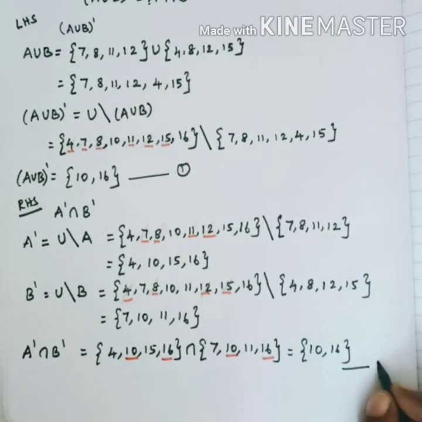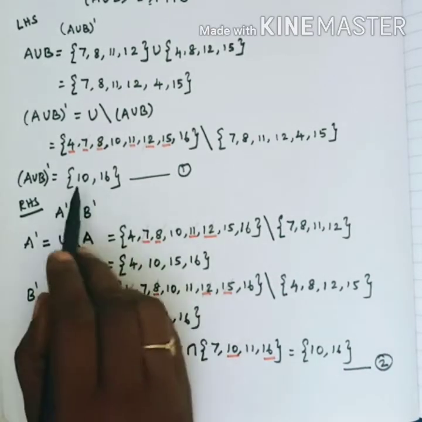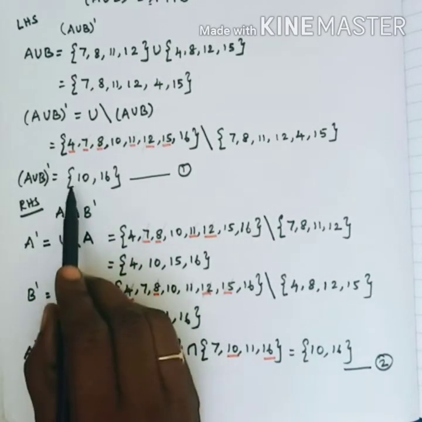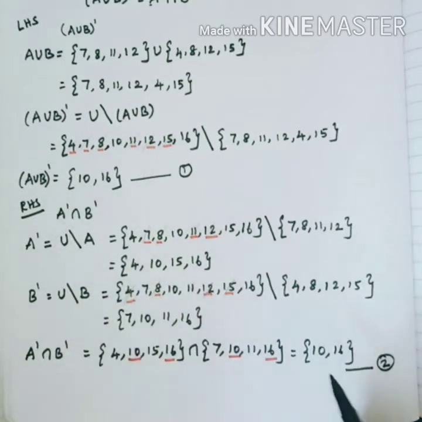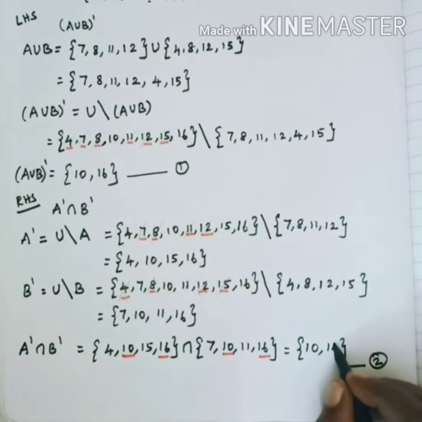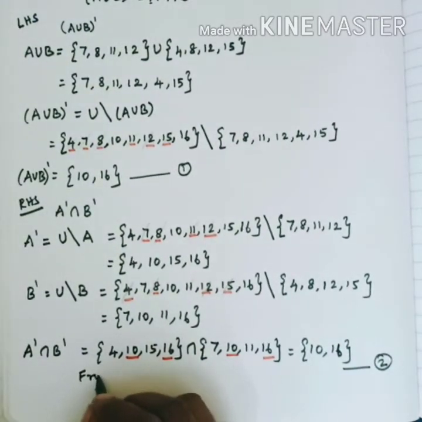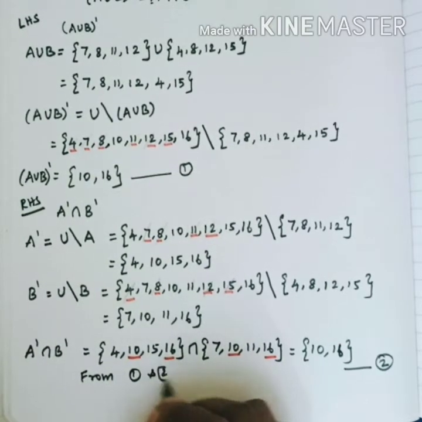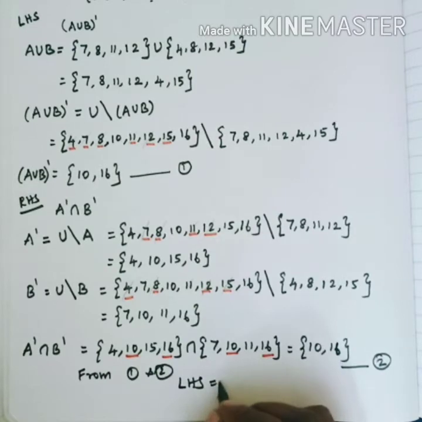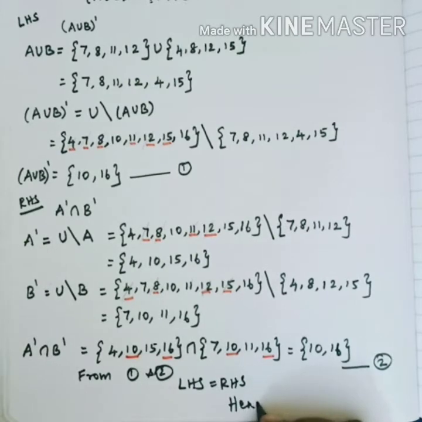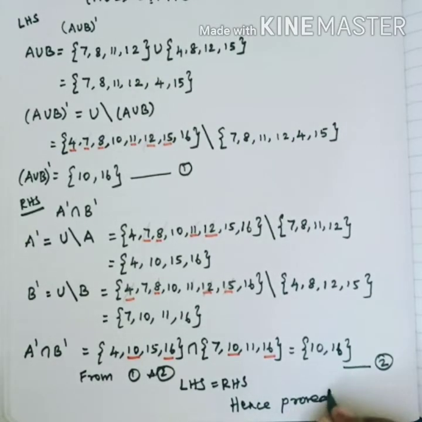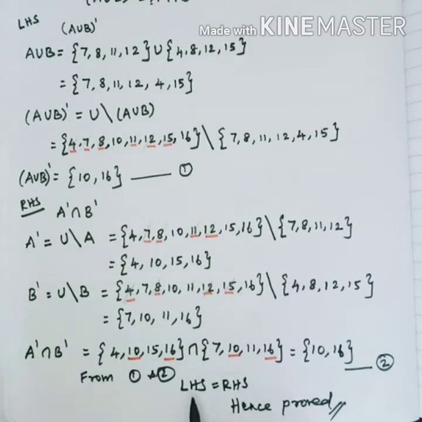So this is equation number 2. Clearly from equations 1 and 2, we have the set 10, 16 in equation number 1, and the set 10, 16 in equation number 2. So from 1 and 2, left hand side is equal to right hand side, isn't it? Hence proved. Therefore De Morgan's law for complementation is proved: A union B, the whole dash, is equal to A dash intersection B dash. Hence proved, the De Morgan's law for complementation.